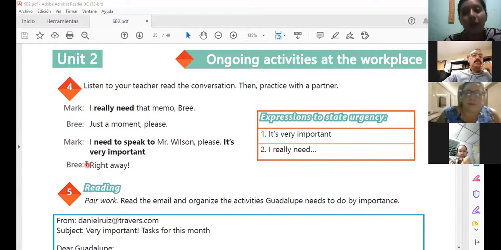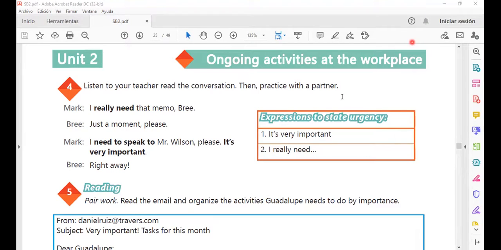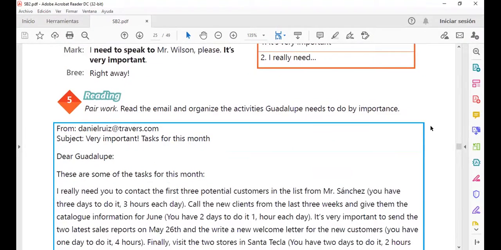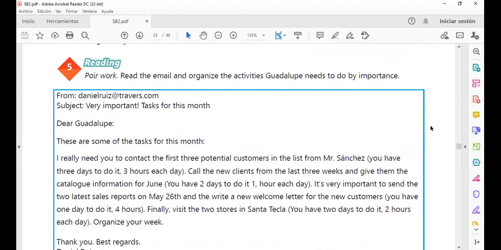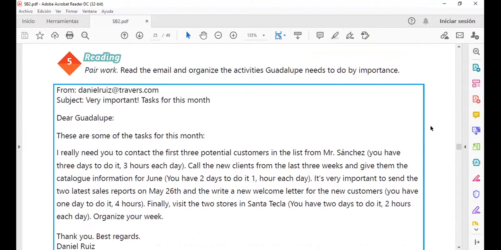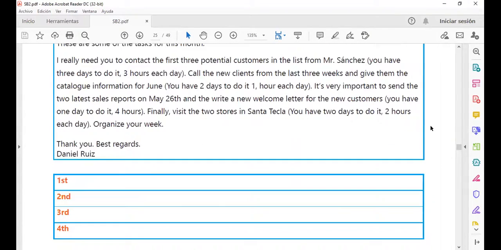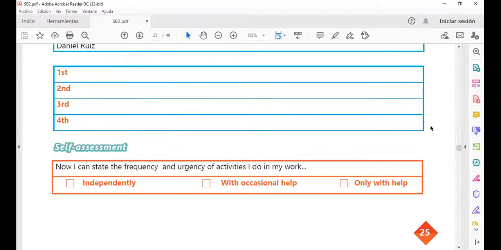Okay, excellent. Thank you. So you can see that here we have this short conversation. Tenemos esta conversación, ¿verdad? And then we have a reading. This is a pair work. So what we need to do is to read the email and organize the activities that Guadalupe needs to do by imperfect. So we are going to read it right now as a group, as a class, and then we are going to be working or organizing the activities that she needs to do at her work, okay?